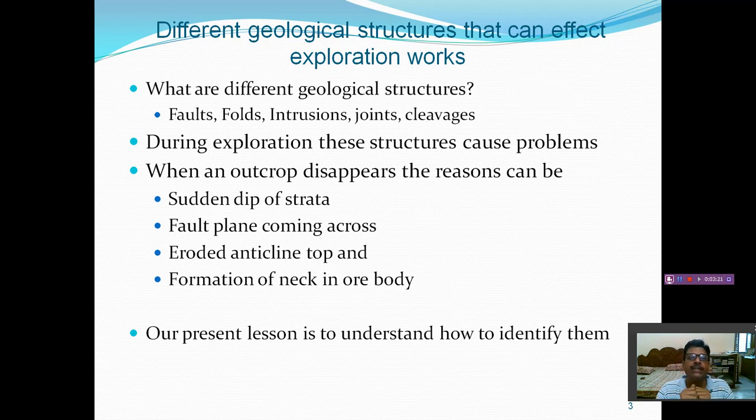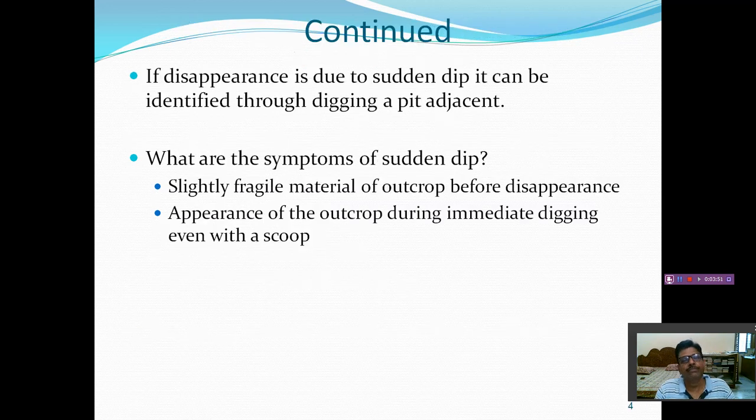If it is an anticline, there are anticlines and synclines, what you have studied. In an anticline, if your mineral is in the limb and if the anticline top is worn out, the top it will be like this and it is worn out, then also the continuity of mineral is lost. Then formation of neck. What it is we will just see in short. Our present lesson is to see how to identify them. If disappearance is due to sudden dip, it can be identified through digging a pit adjacent.